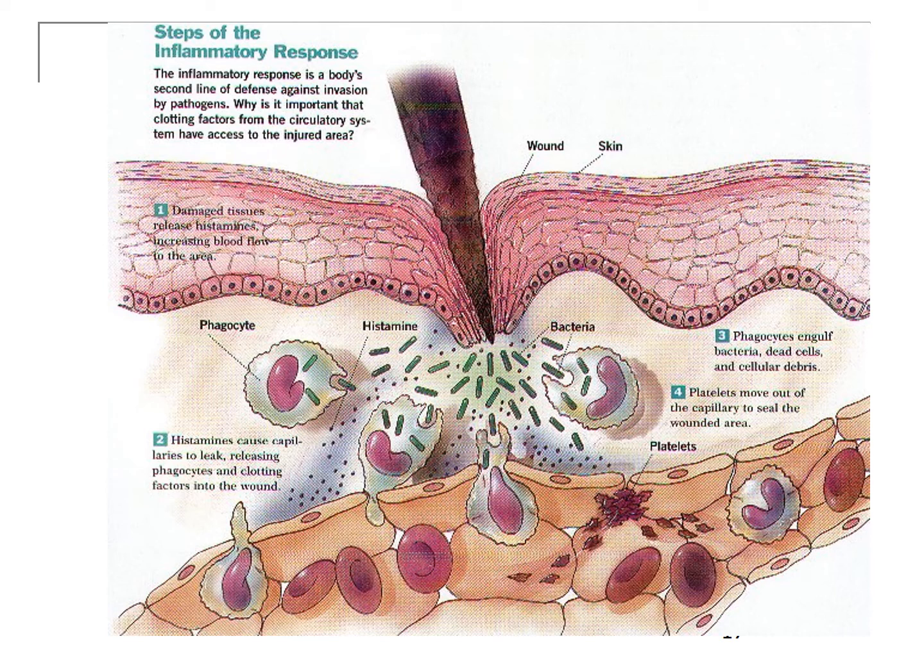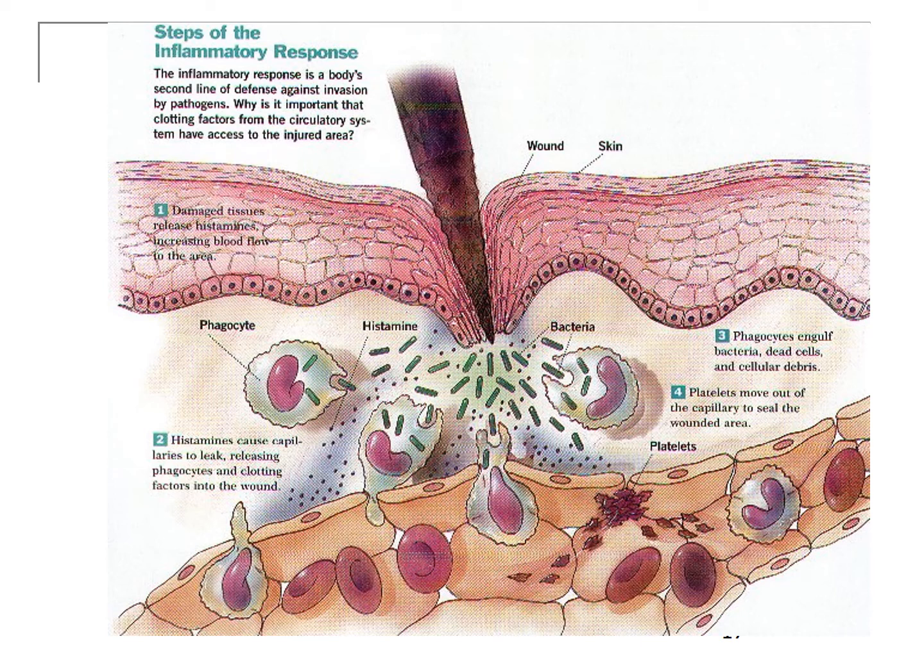Okay, so the next thing that we're going to do is talk about the inflammatory response. With this diagram, if you look at the top left, you're going to see step number 1. In step number 1, tissues that get damaged by some sort of penetrating injury are going to release histamines. What histamines are going to do, if you look at number 2 at the lower left, is cause capillaries to become more leaky, and that's going to allow phagocytes easier access into the area, but it'll also allow clotting factors into the wound.